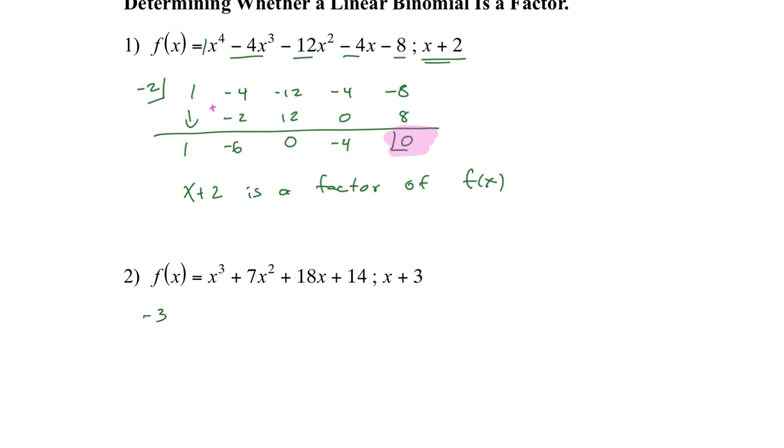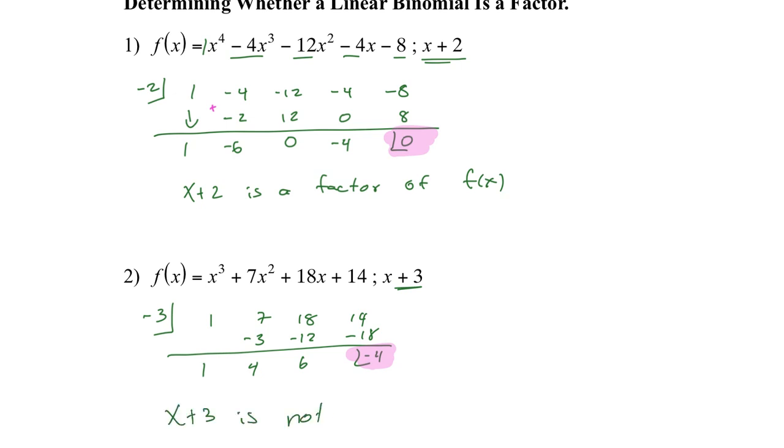So again, let's start with negative 3, the opposite of what I have here. I've got 1, 7, 18, 14. So I'm going to bring down the 1, times negative 3. 7 plus negative 3 is 4. 4 times negative 3 is negative 12. 18 plus negative 12 is 6. 6 times negative 3 is negative 18. And 14 minus 18 is negative 4. So because this remainder is not 0, that means that x plus 3 is not a factor of f of x.